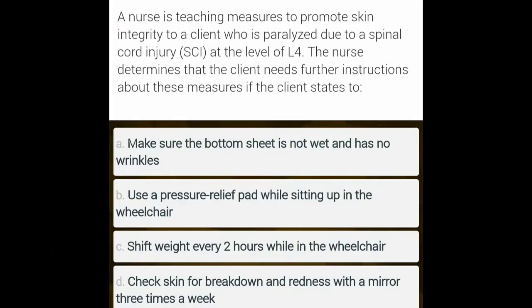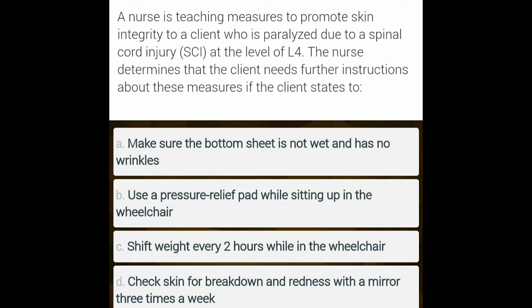Next question. A nurse is teaching measures to promote skin integrity to a client who is paralyzed due to spinal cord injury at the level of L4. The nurse determines that the client needs further instructions about these measures if the client states the following. First option, make sure the bottom sheet is not wet and has no wrinkles. Second, use a pressure relief pad while sitting up in the wheelchair. Third, shift weight every 2 hours while in the wheelchair. Fourth, check skin for breakdown and redness with a mirror 3 times a day.